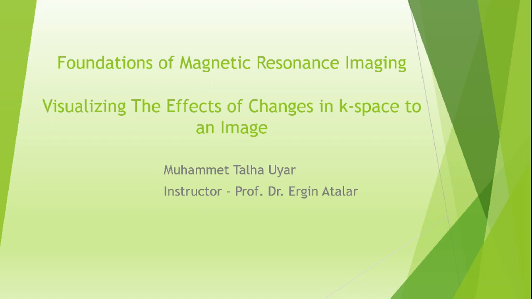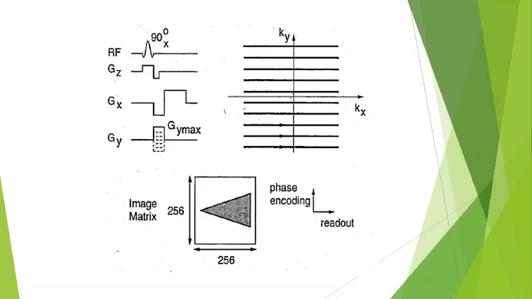I am a senior student at Bilkent University and this is my term project for the EEE 474 Foundations of Magnetic Resonance Imaging class. My project topic is visualizing the effects of changes in decay space to an image. To give a little bit of background information, my project is mainly inspired by problem 5.7 from our course textbook, Principles of Magnetic Resonance Imaging by Dwight Nishimura.